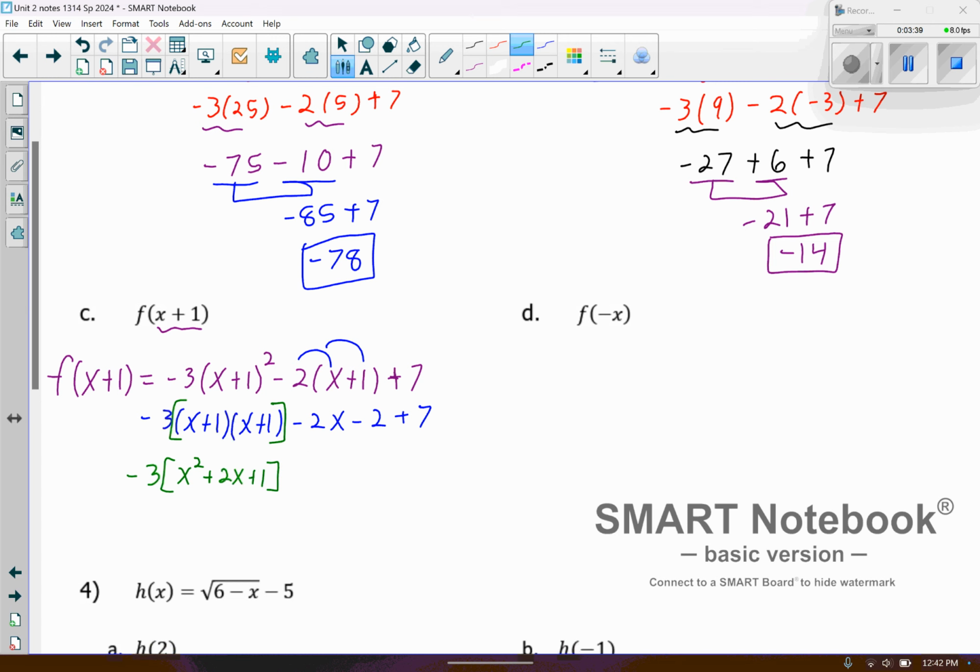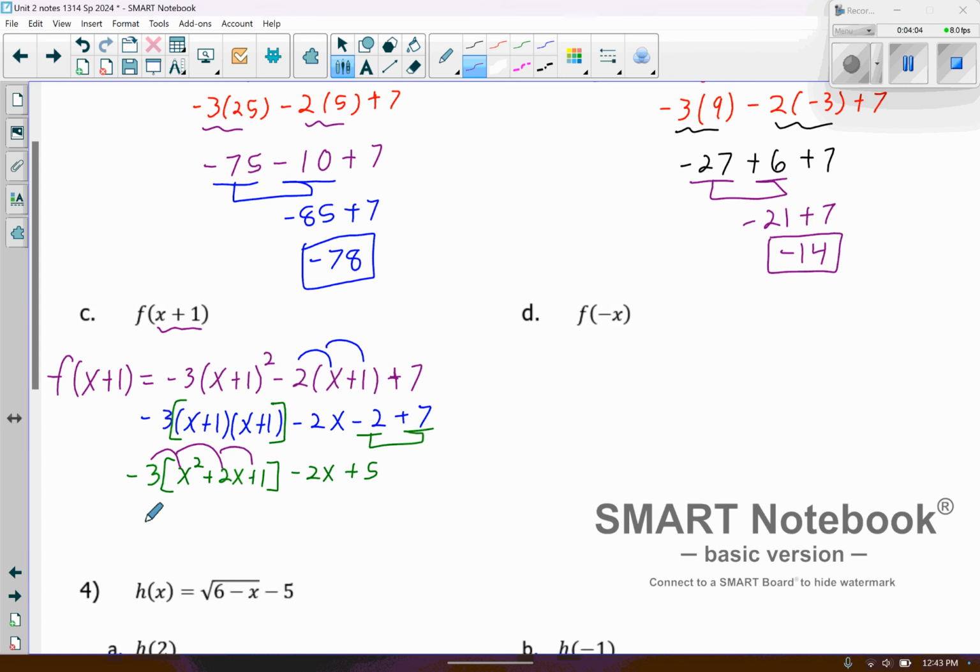And then over here, I still have my minus 2x. And if I want to, I can go ahead and combine this minus 2 and plus 7. So minus 2 plus 7, that should give me a positive 5 right there. So I went ahead and kind of cleaned that up. And I'm doing that just because I really don't have a lot of room to finish this. So we're going to distribute here and then combine any other like terms that I have.